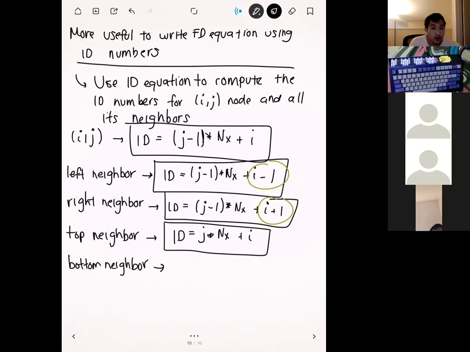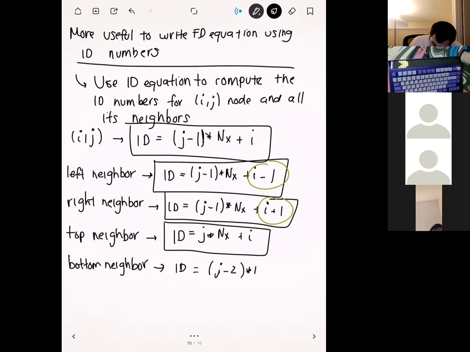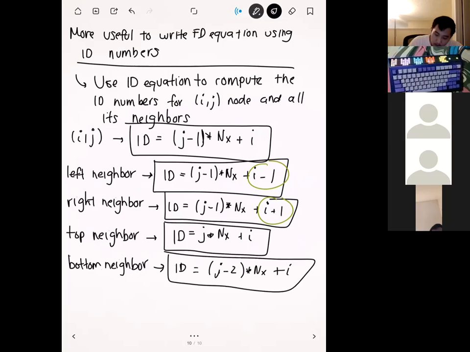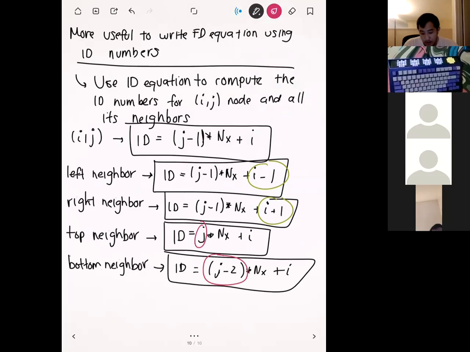And then finally, let's write out the ID equation for the bottom neighbor. Relative to i comma j, it's going to be j minus 1. Let's plug j minus 1 into the equation up there. So we're going to have j minus 1 minus 1, and that's going to be j minus 2 times nx plus i. In the last two equations, the only things that are changing are the values of j.